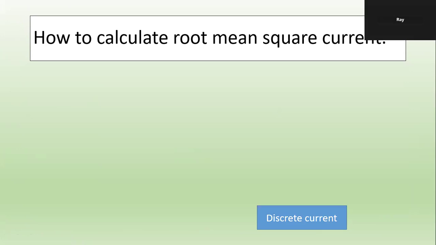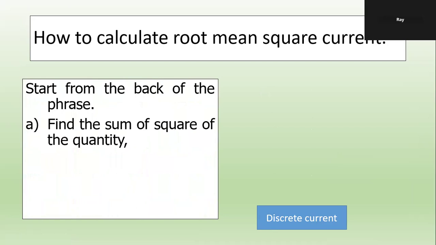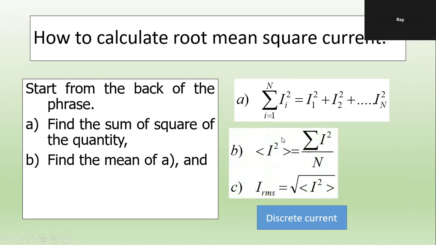How to calculate root mean square current? Now this one you need to remember, because it doesn't have to be sinusoidal. First thing, you read from the back. You square the current first. Find the sum of the squares of the quantity. You want to find the mean, but you square the current first, then add all of them. This is for discrete current. This is the sum of current square. Find the mean of that; we call it mean square current. Mean square current is this sum divided by n, the number of discrete elements. And for root mean square, you just take the square root. Okay?